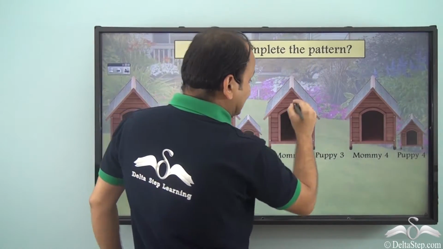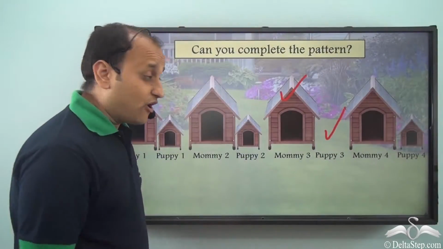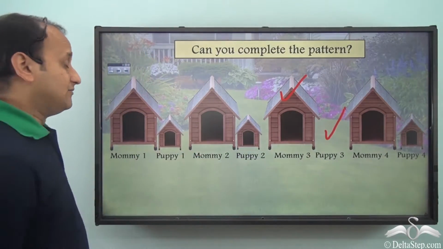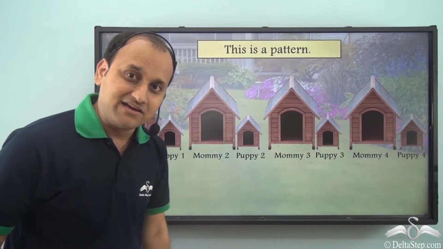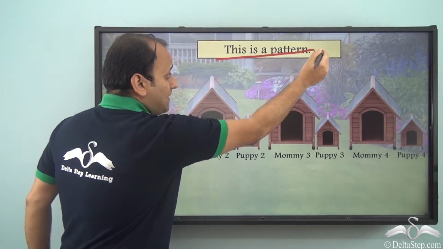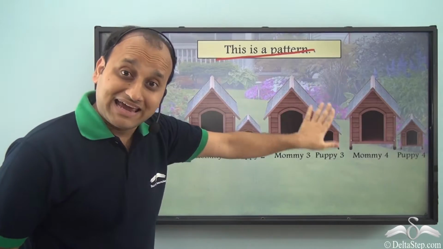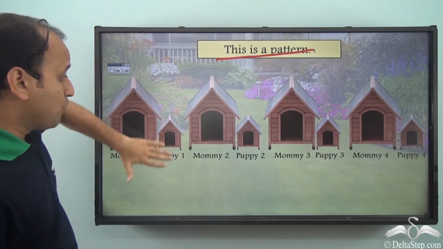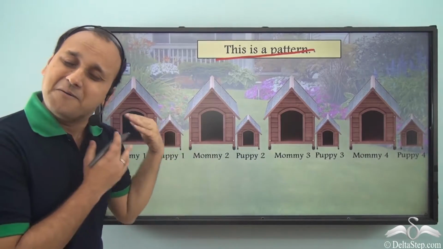So after this large kennel we need to have a small kennel here, which will be for puppy 3. So we need to place a small kennel here, and as we place a small kennel here, this becomes a pattern. So now this is a pattern. So what did we do? Well, we placed the smaller kennel here, and then we have a repeated design. So large, small, large, small, large, small, large, small, and we have a pattern.